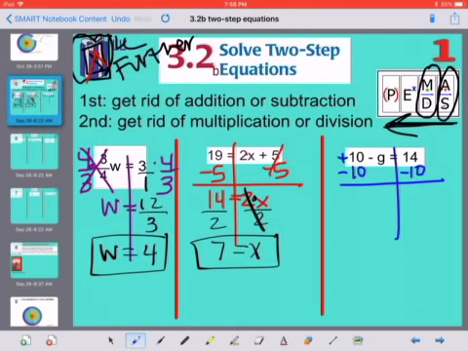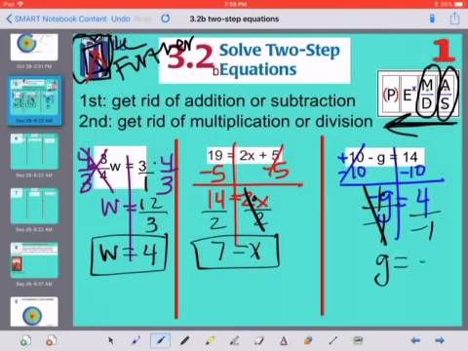Remember, whatever you do to one side, you have to do to the other, like lifting weights. You're not just going to lift weights with one arm. 10 minus 10 is 0. So we have negative g equal to 14 take away 10, which is 4. But we don't want negative g, we just want g. So it's really a negative 1g. And it's touching, it's multiplied, so we need to divide both sides by negative 1. Two negatives make a positive, so we just have g equal to, here they don't get along, a negative 4 divided by 1, which is 4.